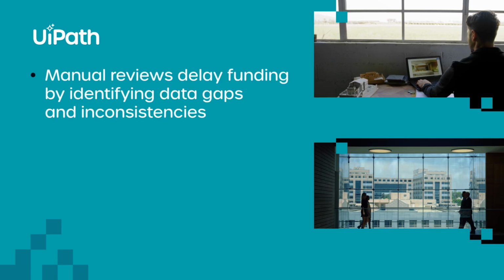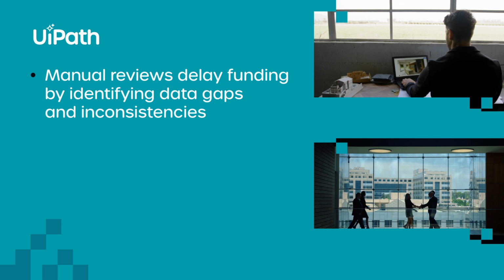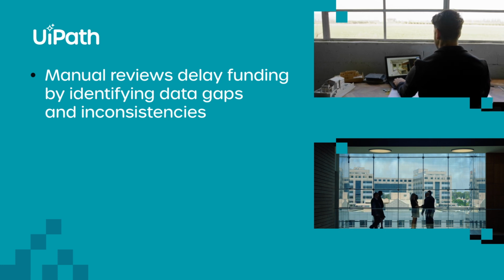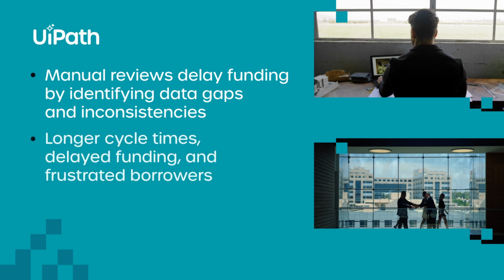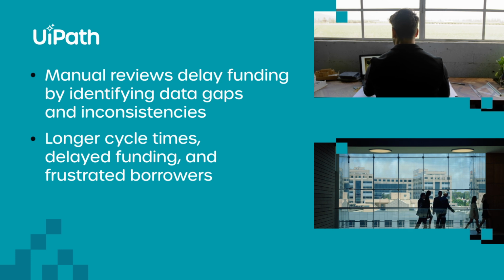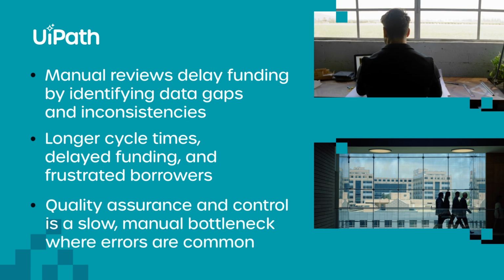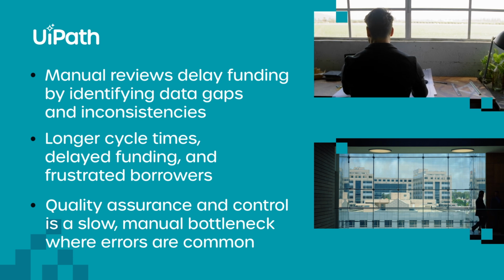Today, let's take a look at how our agentic solutions can transform one of lending's most challenging and high-impact processes. In commercial and consumer lending, quality control and review teams hunt for missing data, inconsistent fields, and rule mismatches that can delay or jeopardize funding. The downstream effects are longer cycle times, delayed funding, and frustrated borrowers. Quality assurance and control has become a bottleneck where the reviews are slow, mistakes are easy to make.